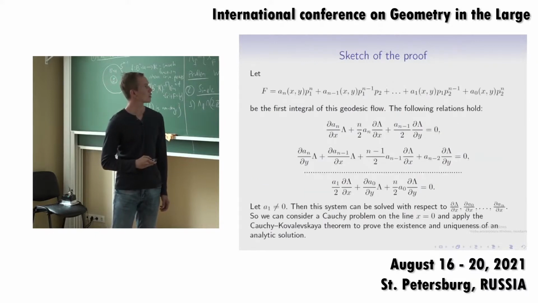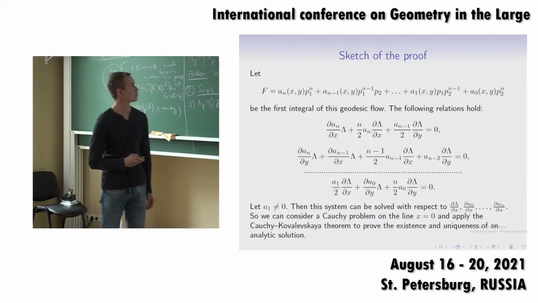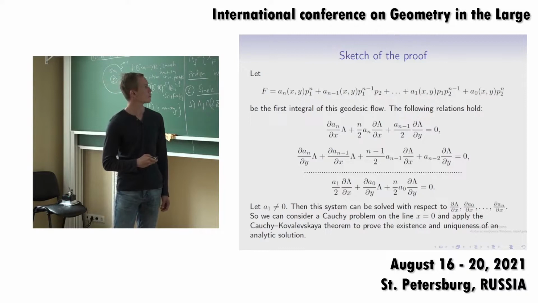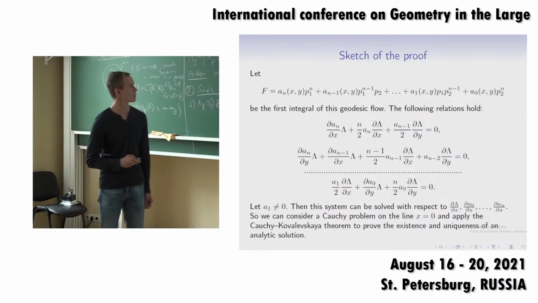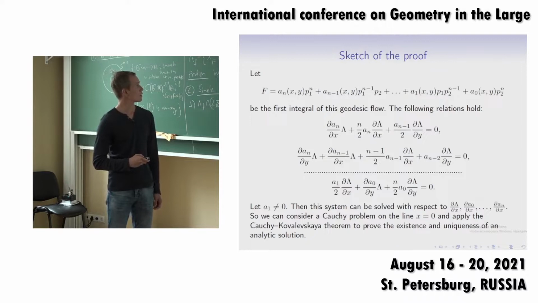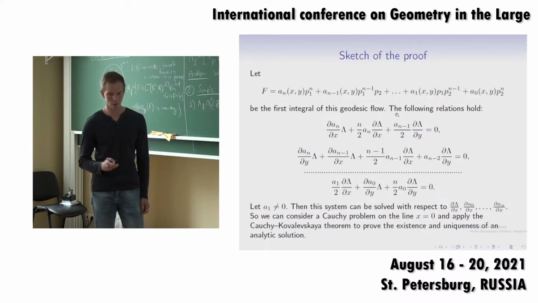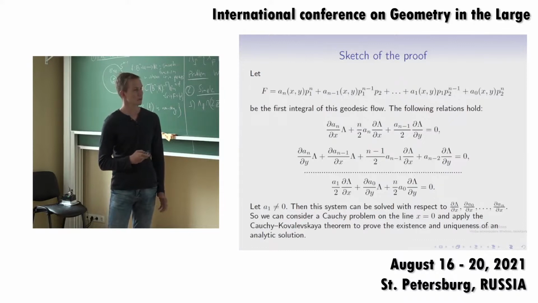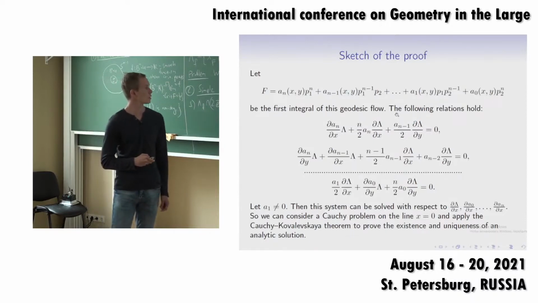I would like to go into details a little bit and tell you about the proof. The idea is very natural and quite simple. If we consider a polynomial first integral of the given degree and write down the conditions on f to be an integral, then we obtain a certain quasi-linear system of PDEs of such a form. Actually, it doesn't matter which exact form it has.